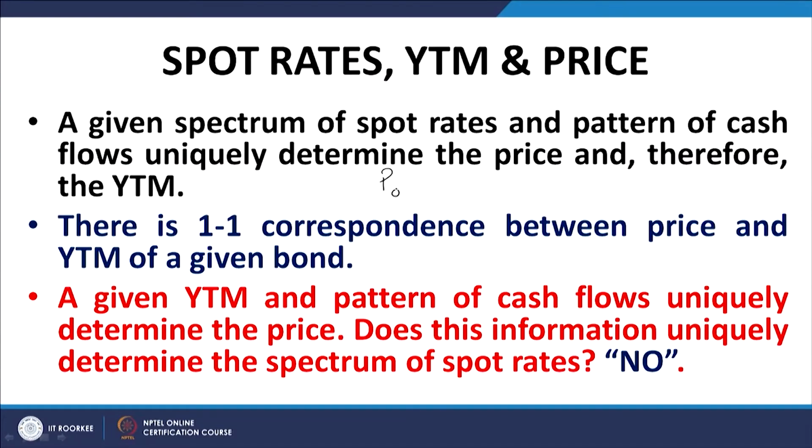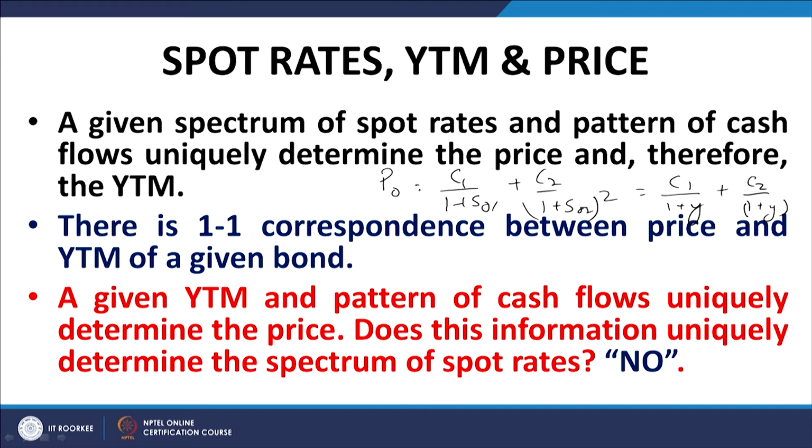Now, another interesting thing, if you go back to the equation which defines the YTM. For example, let me write it down. P0 is equal to C1 upon 1 plus S01 plus, let us take a two period bond, C2 upon 1 plus S02 whole square, maturity of 2 years, and this is equal to C1 upon 1 plus Y plus C2 upon 1 plus Y whole square.